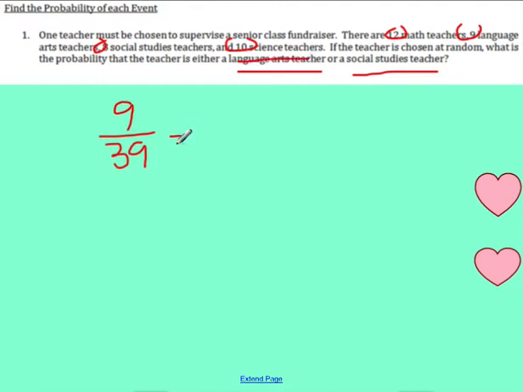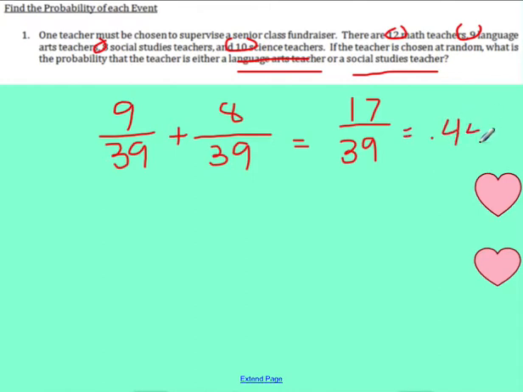Now I'm going to add the second probability. There's still a total of 39 teachers. Well, how many of them are social studies teachers? That's going to be 8. So again, now I can just add these fractions. So 9 plus 8 is 17, and that's going to be divided by 39. So 17 divided by 39 is going to give me 0.44. So there's a 44% chance that it's going to be a language arts teacher or a social studies teacher.